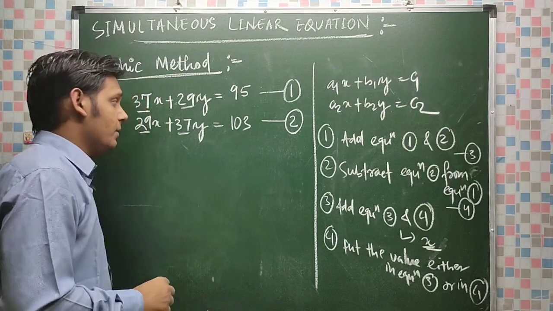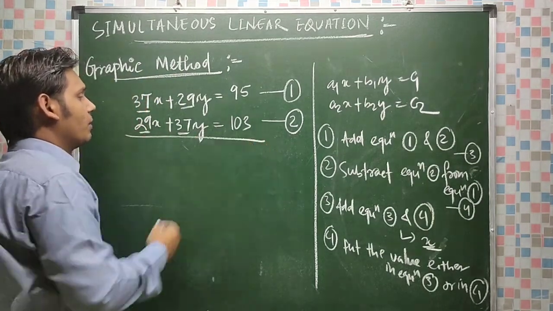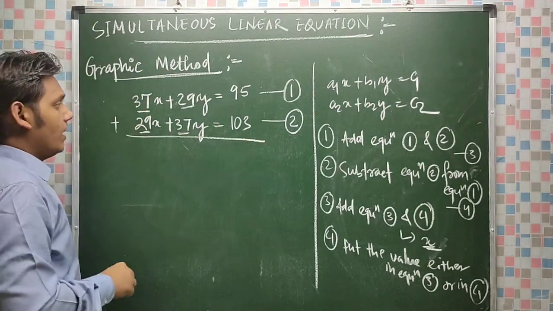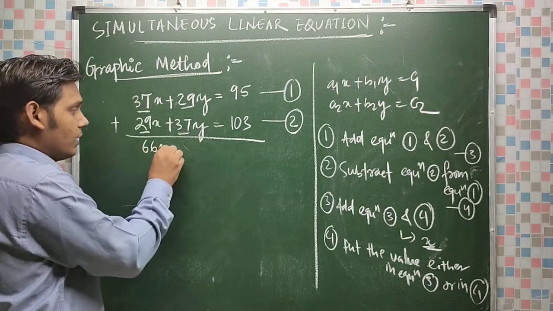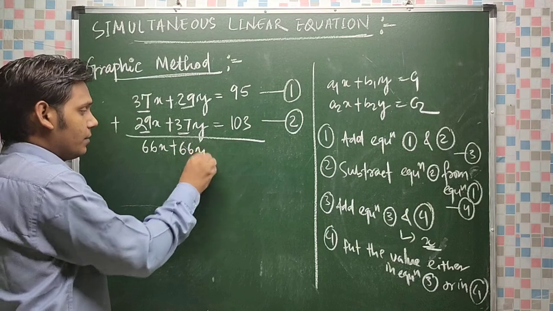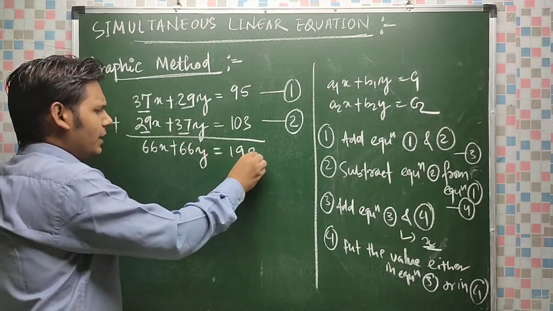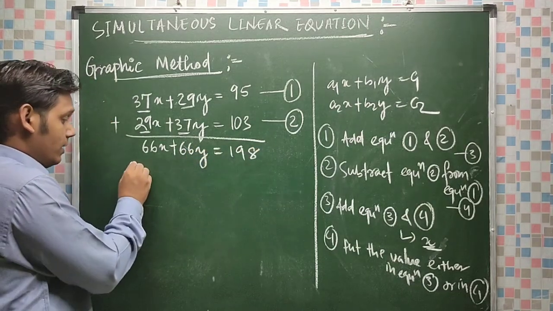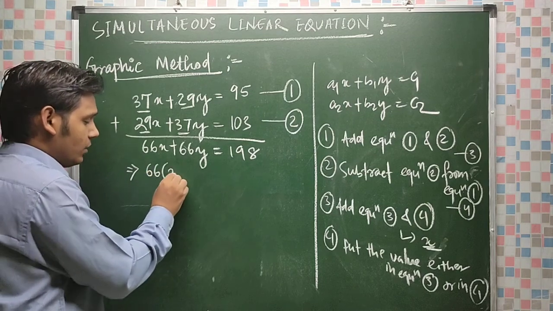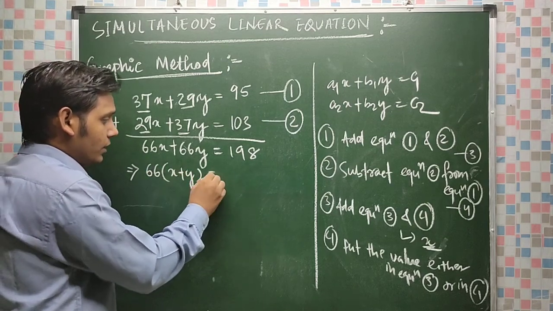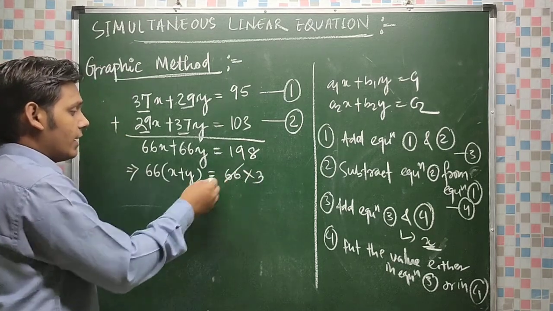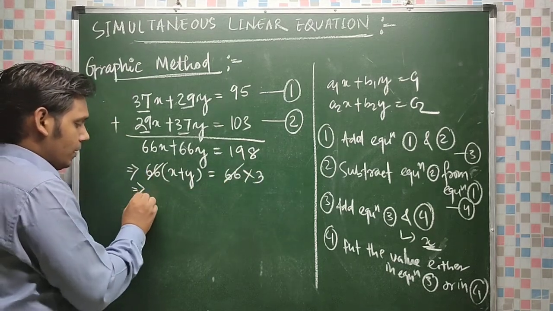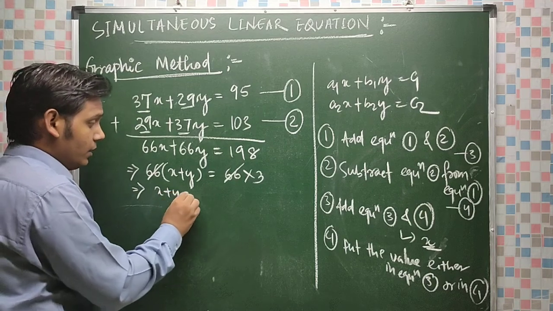So this involves four steps. First, you have to add. Okay, we'll add. Now how much is it? 66x plus 66y is equal to 198. Now 66 I can take common. 66 into (x plus y) is equal to how much? 66 into 3. So now I can cancel 66. So x plus y is equal to 3.